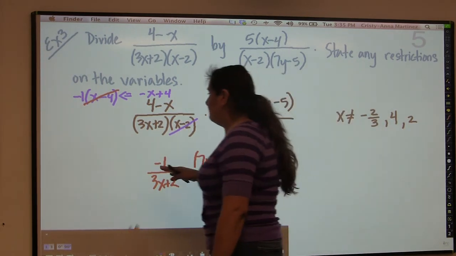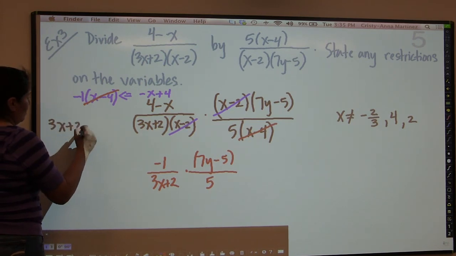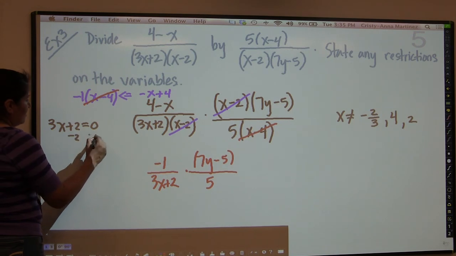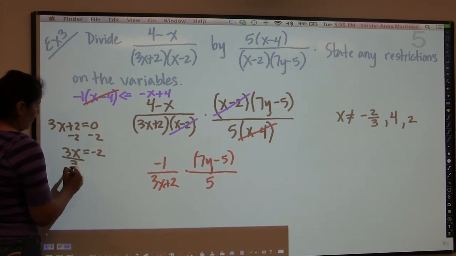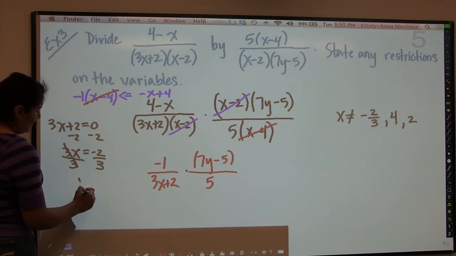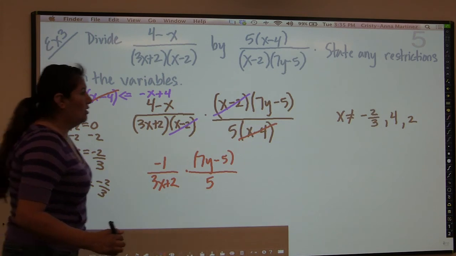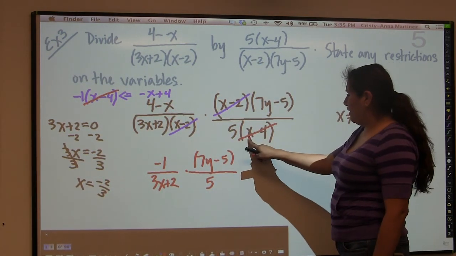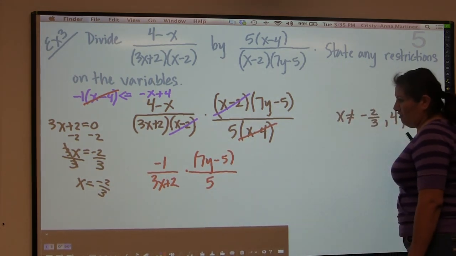And just so that you know what I'm doing, with the 3x plus 2, I want to know when it's going to equal 0. So if you're wondering where I got negative 2/3 from, I just subtract 2 and then divide by 3. And that's how I got that x can't equal negative 2/3. All right, so that's where this guy comes from. Obviously the x minus 4 can't be 4, and this can't be 2. So you have 3 restrictions on the variable x.